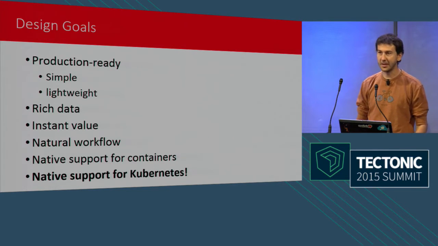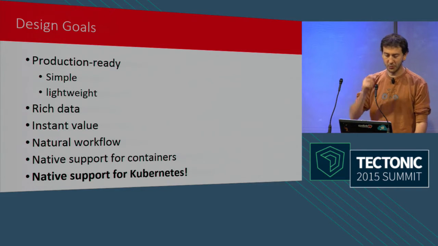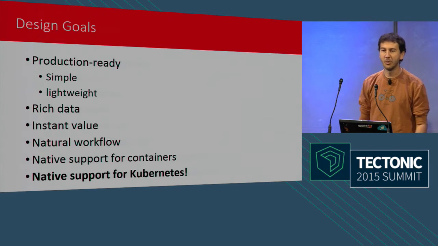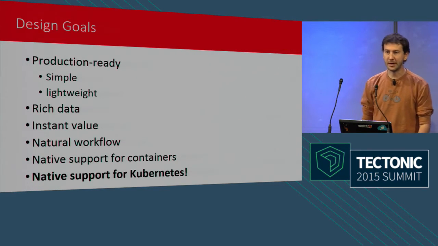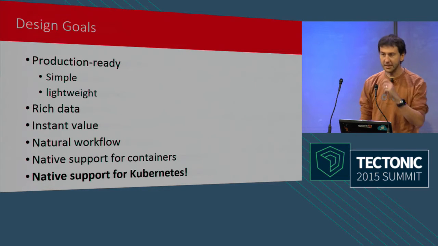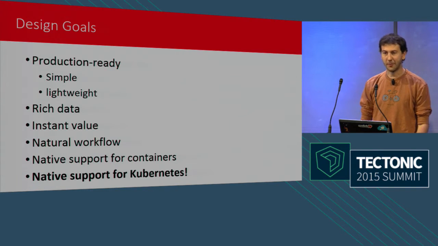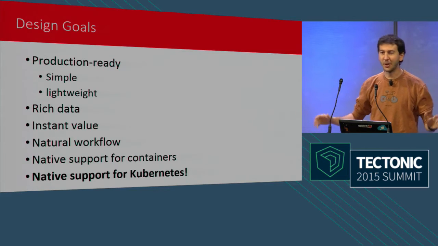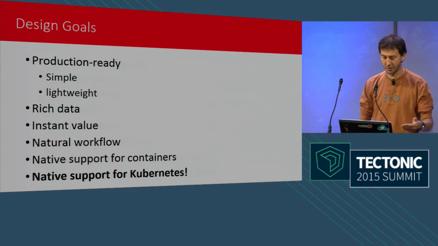The design goals of Sysdig are being production ready, which means simple and lightweight. So you should be able to use it in a production environment, including a machine running multiple pods, and you should be barely able to see the overhead of this running. Rich set of data, instant value, natural workflow, native support for containers, and especially, and we announced this just a couple of weeks ago, native support for Kubernetes. So this is, as far as I know, the first troubleshooting tool that is fully Kubernetes aware. And again, I will show you later what it means.